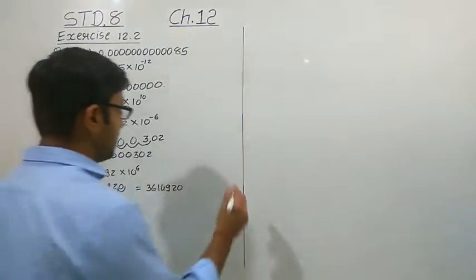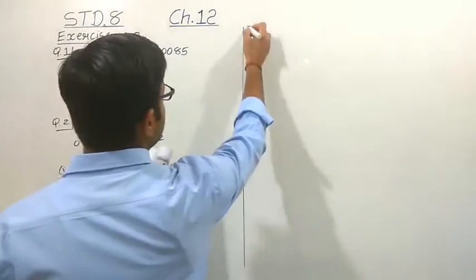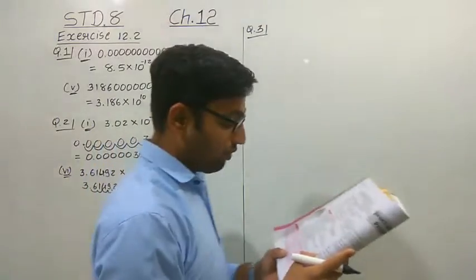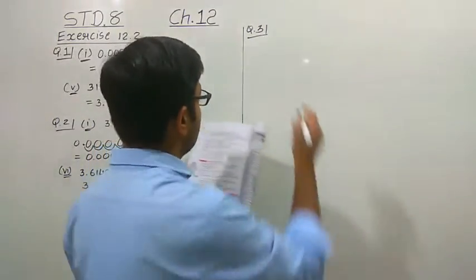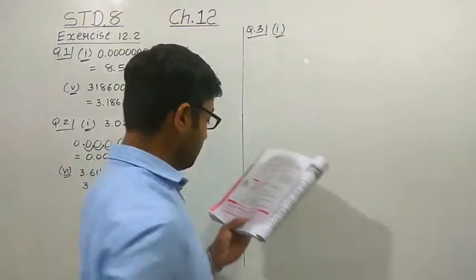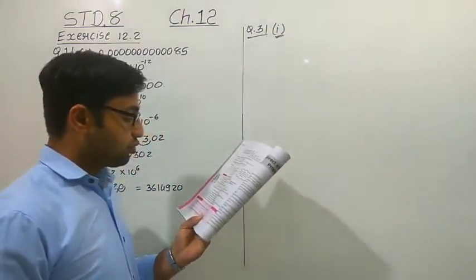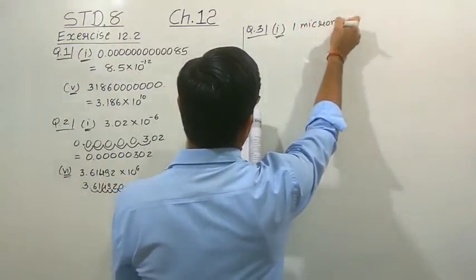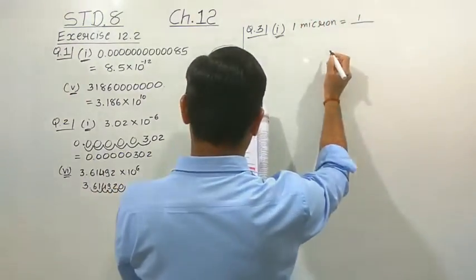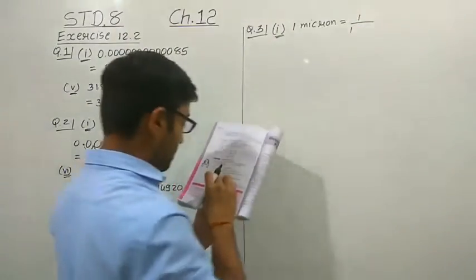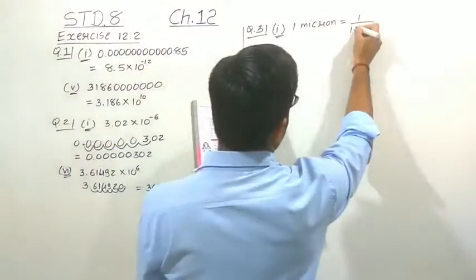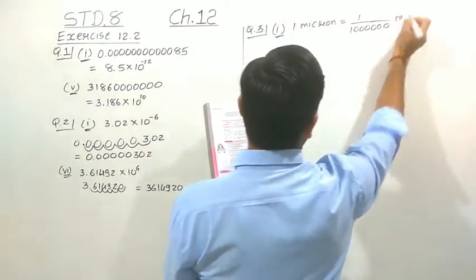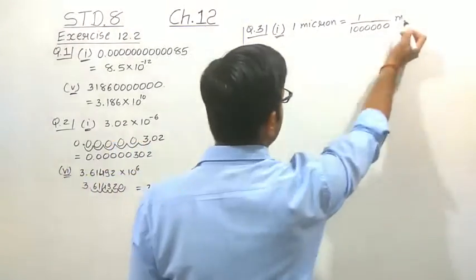Now let us take question number 3. Question number 3 is, express the numbers appearing in the following statements in the standard form. So the first statement we have been given is that 1 micron is equal to 1 upon 1, then 1, 2, 3, 4, 5, 6 zeros, in meter. So this is the conversion from micron to meter.